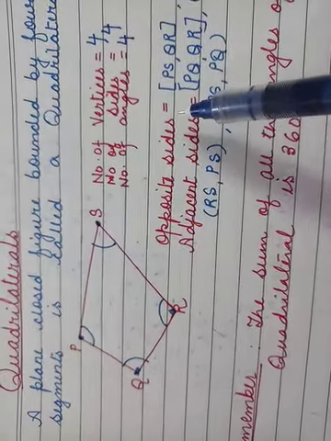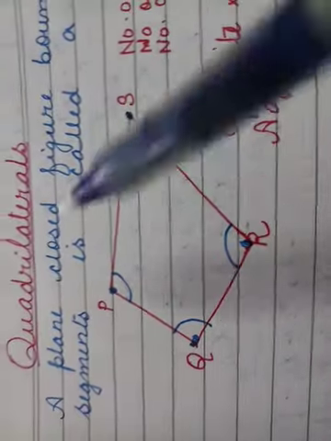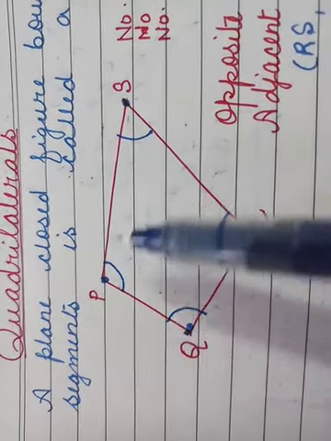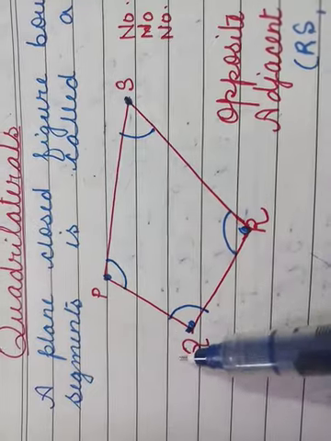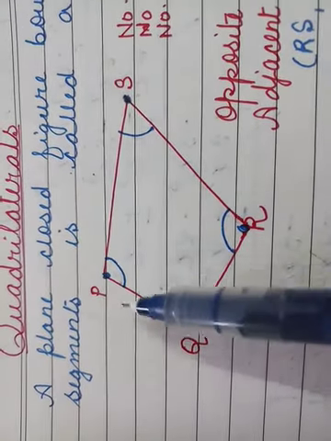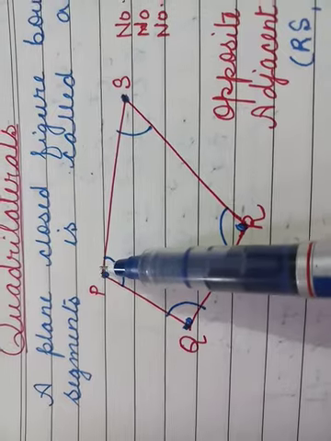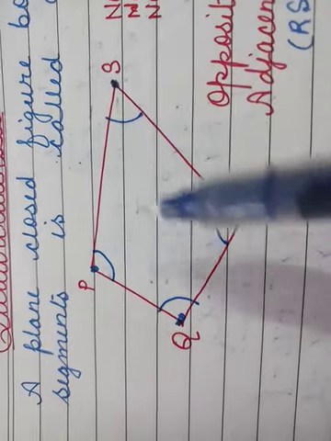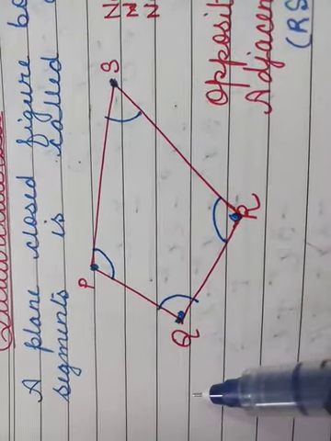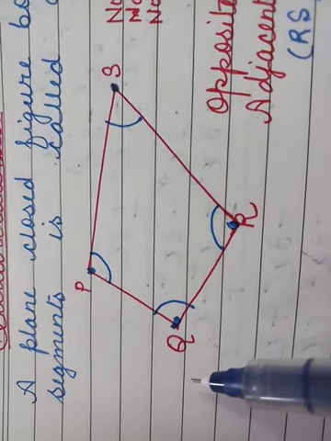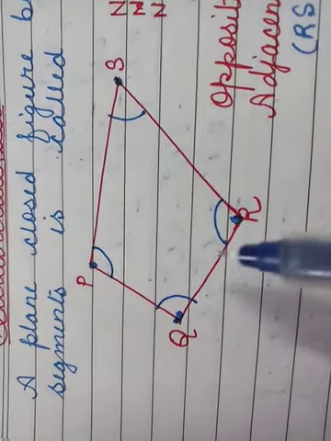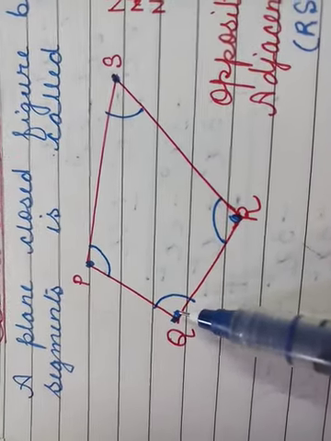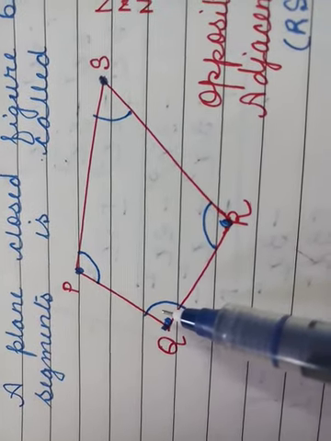Then we talk about the opposite sides. Opposite sides means those sides which do not have any endpoint in common. If we talk about PQ and RS, do they have any endpoint in common? PQ has two endpoints, that is P and Q. RS has two endpoints, that is R and S. As they do not have any common endpoint, the two sides are opposite sides. If I say PQ and QR, they have a common endpoint, that is Q, so these two are not opposite sides.